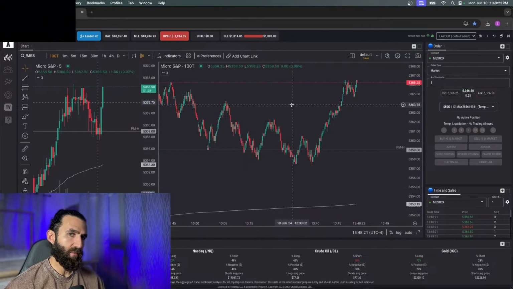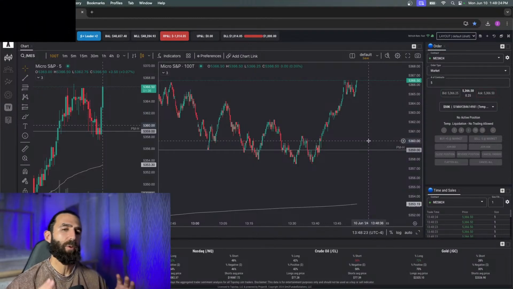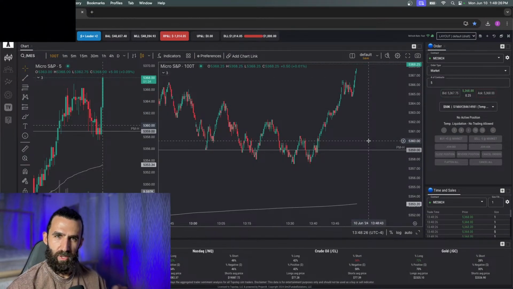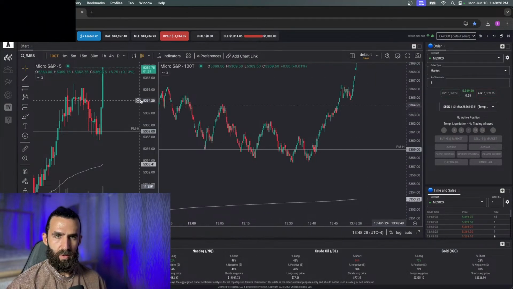Again, not too far off of the 1 minute chart as far as like how zoomed in you are. I would say it's a little bit more zoomed in, especially when we get moving fast. Yeah, there we go. Wow, look at this push up.